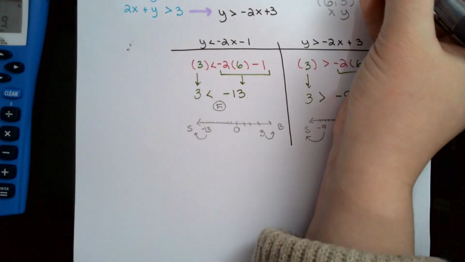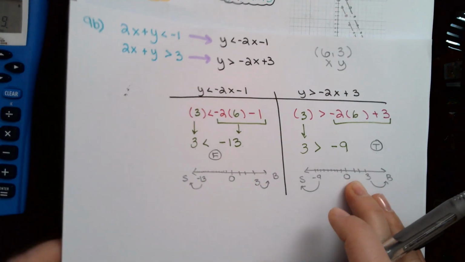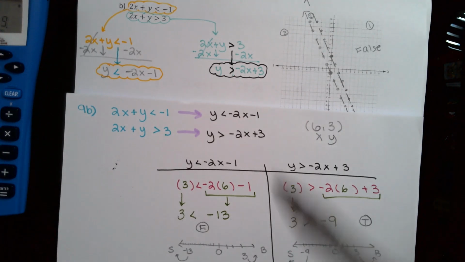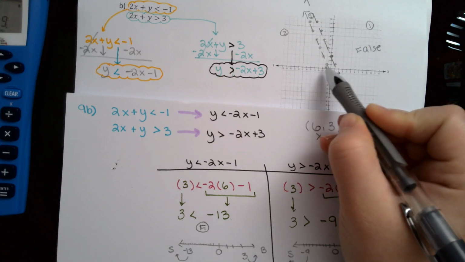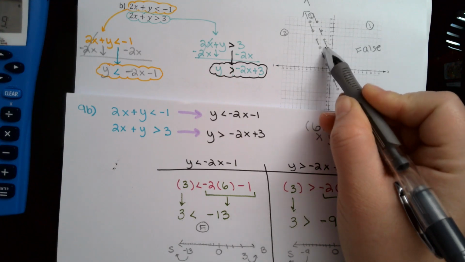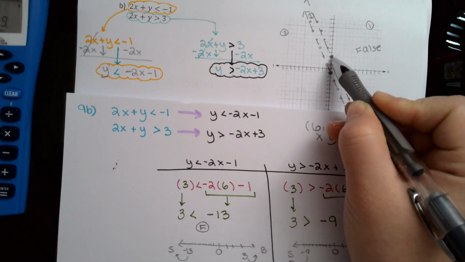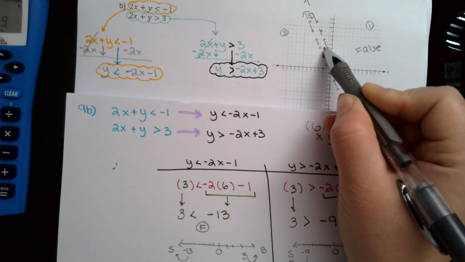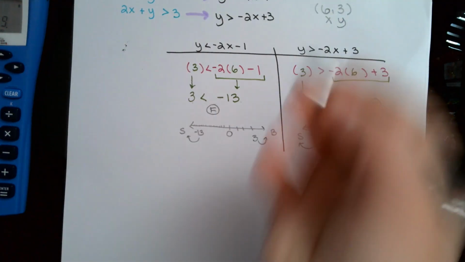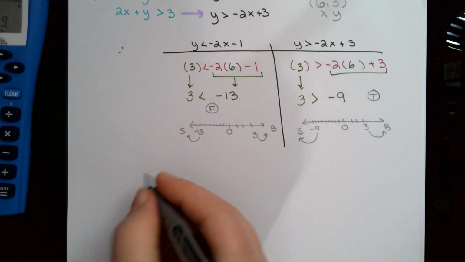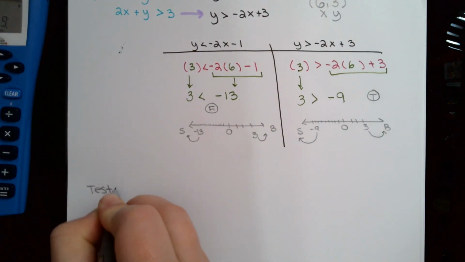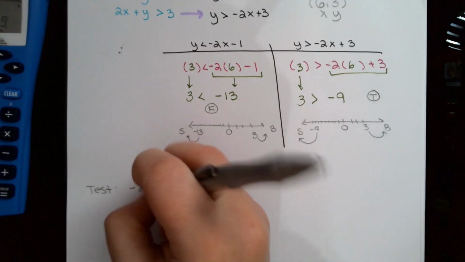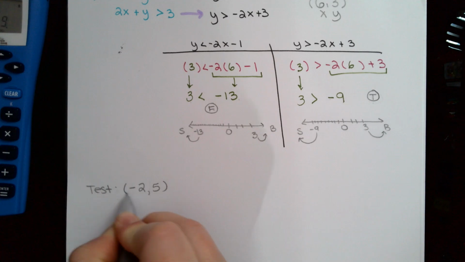Moving on to the next. Let's go ahead and test this middle region. We have to be careful here on finding points that are in between. So I'm going to do negative 2 and 1, 2, 3, 4, 5. I'm going to do negative 2 and 5 for my next point. So it's going to be here. Testing second point: negative 2 comma positive 5. Here's our x, here's our y.